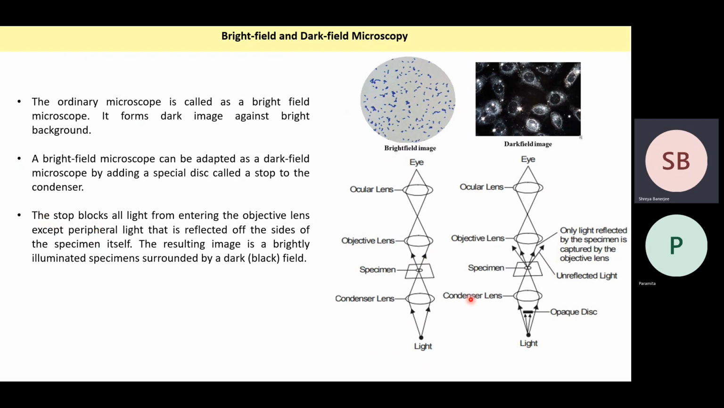So as I said, this opaque disc or the stop is blocking all the light from entering the objective lens, except the peripheral light that is reflected off the sides of the specimen. In other words, wherever the specimen is not there, the light is blocked by this disc. But wherever you have the cell, the light bounces off the sides of the cell and gives a bright image. So that is the dark field microscope.